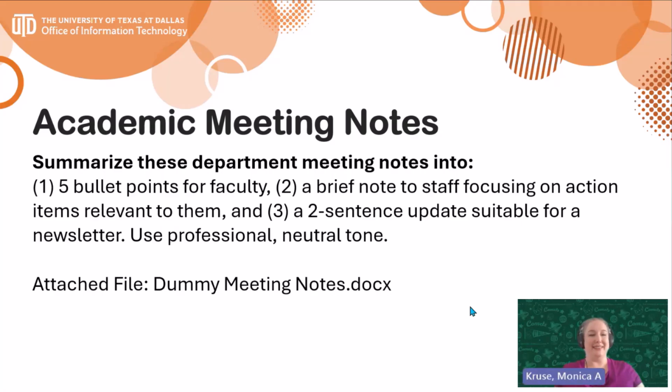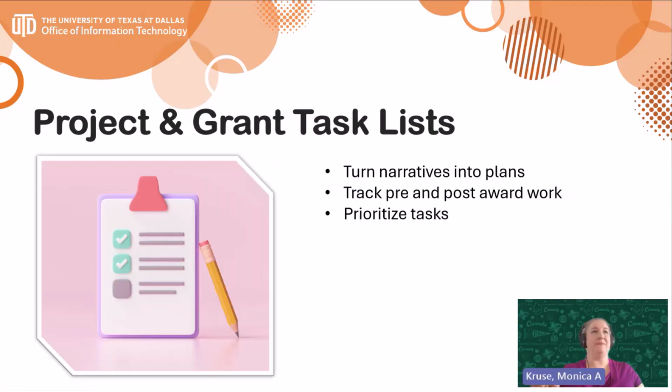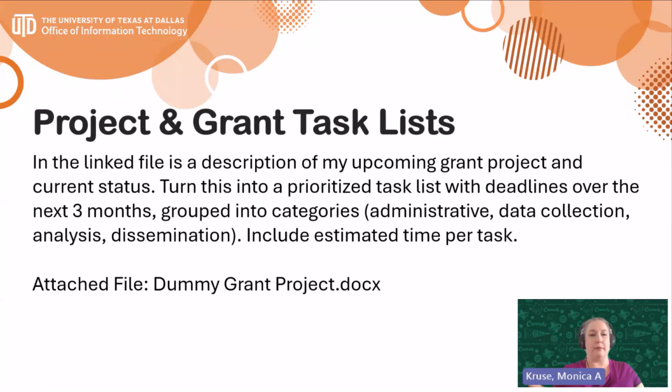All right, so let's go on to our project and grants task list. AI uses information to create a structured prioritized plan covering pre-award and post-award activities like IRB, data collection, and analysis, and manuscripts. So let's say I have an upcoming grant project that I want help organizing all of my pre-award and post-award activities, like IRB, data collection, analysis, and manuscripts. I want to basically turn a narrative project description into actionable items.